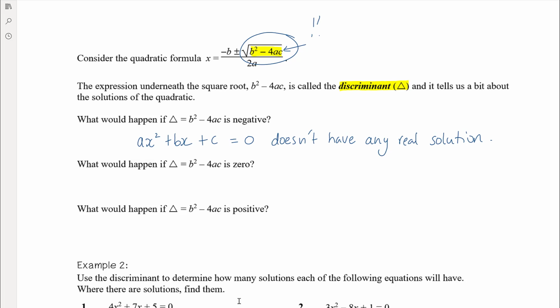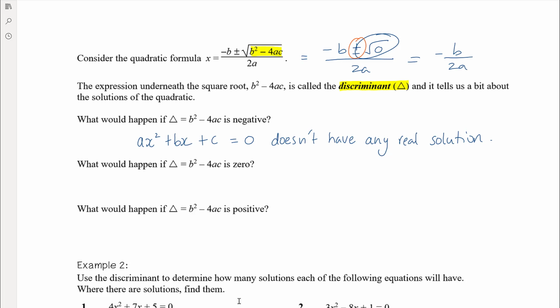What would happen if the discriminant was 0? If the discriminant was 0, that's when we would end up with our solutions equaling -b plus or minus the square root of 0 all over 2a. And this whole thing is just 0, and so we just get -b over 2a. So we just get the one solution, because the only reason we get two solutions is this plus and minus happening in here.